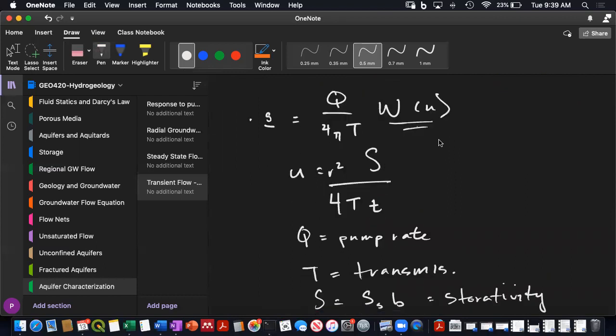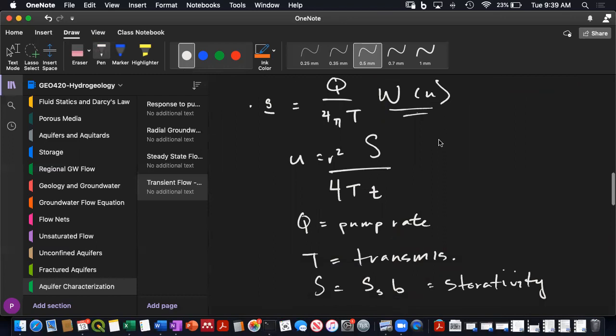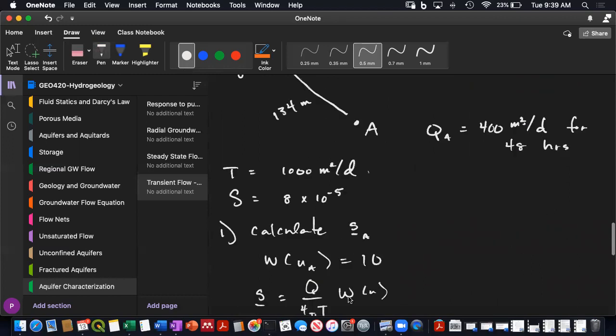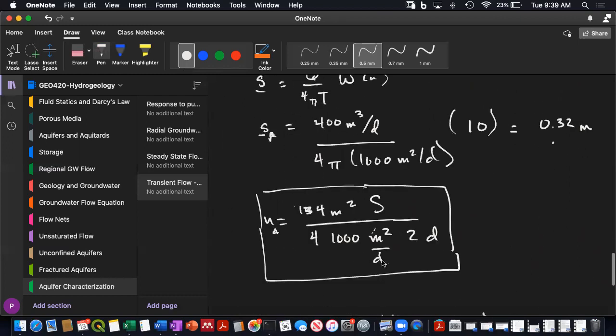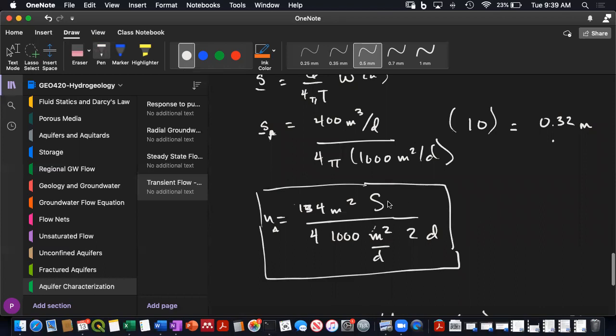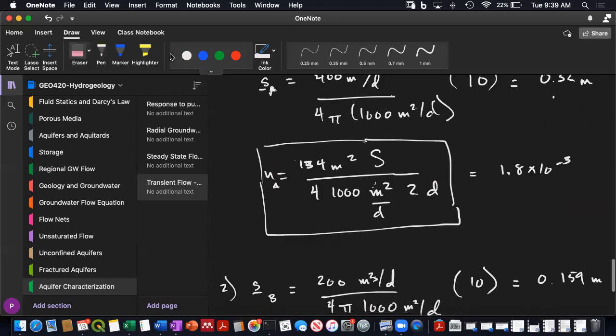So Finch is asking where I got WU, and this is extremely important, so I'm gonna go over it again. All right, so we calculate U, right? And so that was whatever this number turns out to be. So what did you guys get for U? I got 1.34 times 10 to the -6. So I am hearing two different answers. So 1.8 times 10 to the -3. Let's see, my storativity is 8 times 10 to the -5.